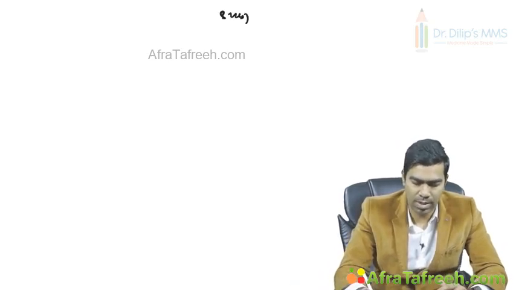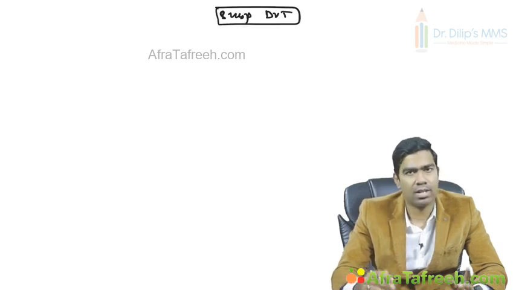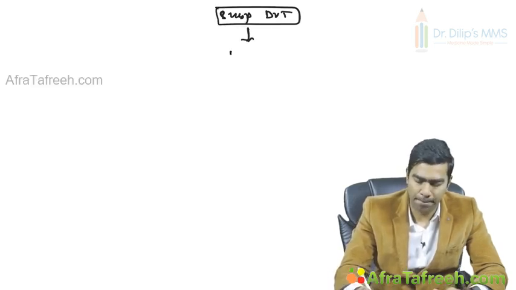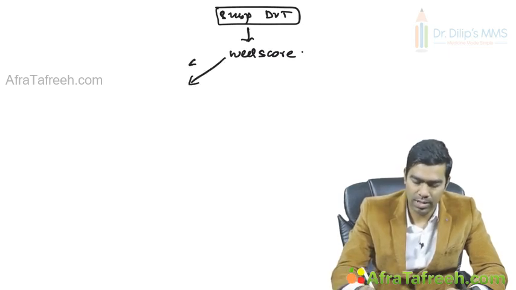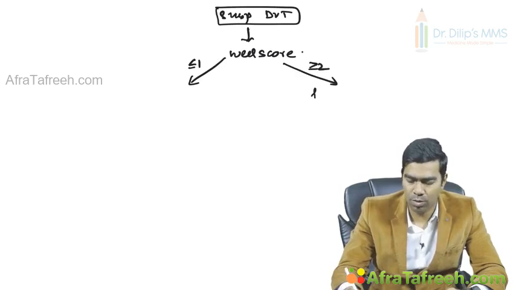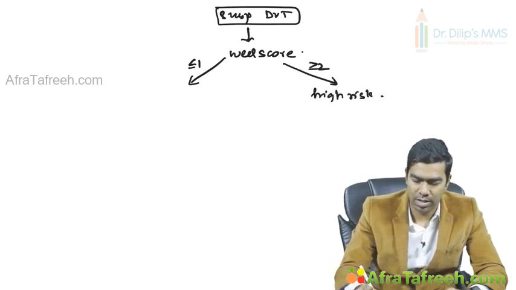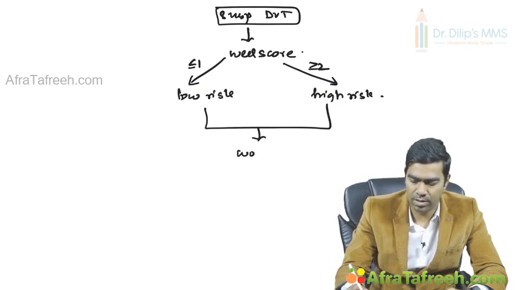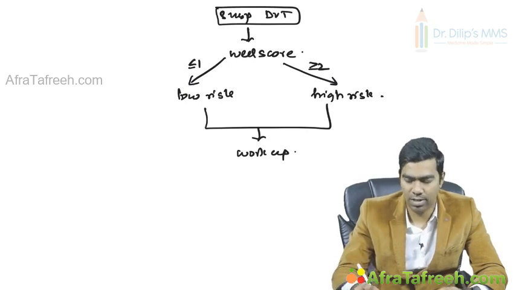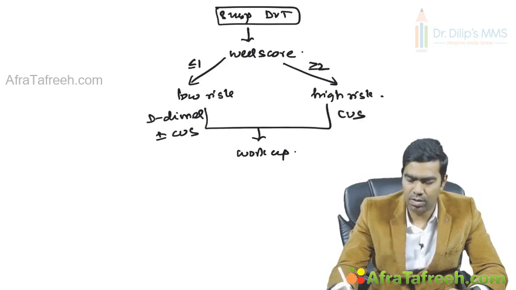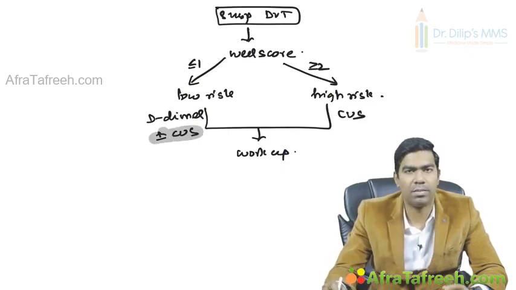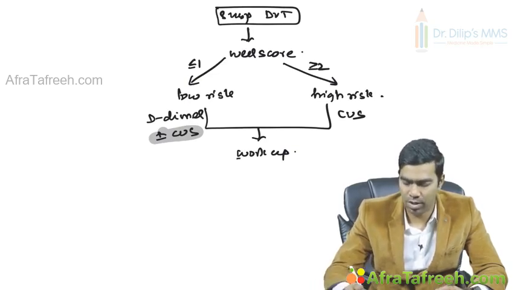First of all, when you are dealing with a patient with a suspected DVT, let us start from there. You know the Wells score. It could be less than or equal to 1 or more than or equal to 2. More than or equal to 2 means high risk; less than or equal to 1 means low risk for DVT. Anyway, you're going to work up both patients, either with the D-dimer or with the compression ultrasound. Clear? We have discussed that already. Here, why did I put plus or minus compression ultrasound? Because if the D-dimer is positive, you are going to do a compression ultrasound. So you are anyway doing a workup.